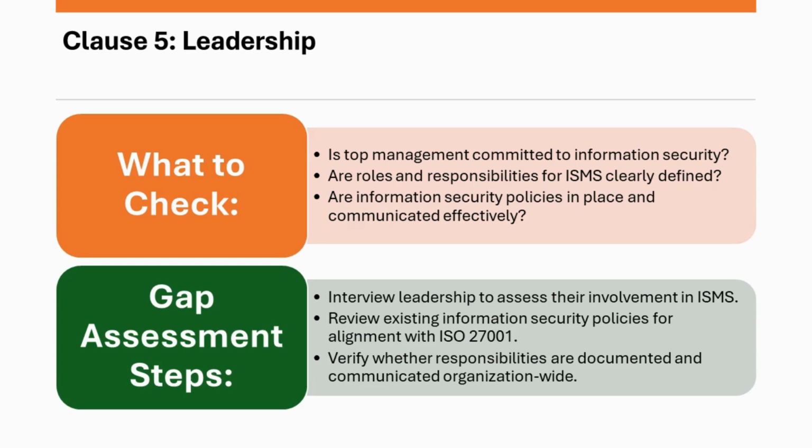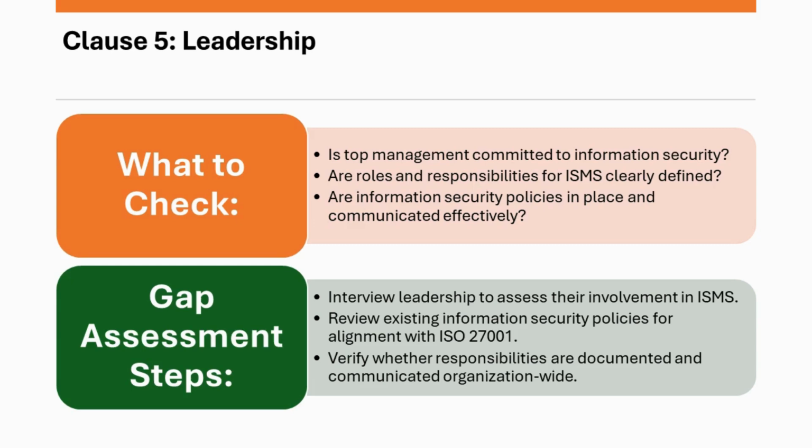Then, are roles and responsibilities for information security clearly defined? Is there a format communicated for the information security policy? So for policy development, they need to develop and communicate an information security policy aligned with organizational objectives. Roles and responsibilities: assign clear responsibilities for information security within the organization.